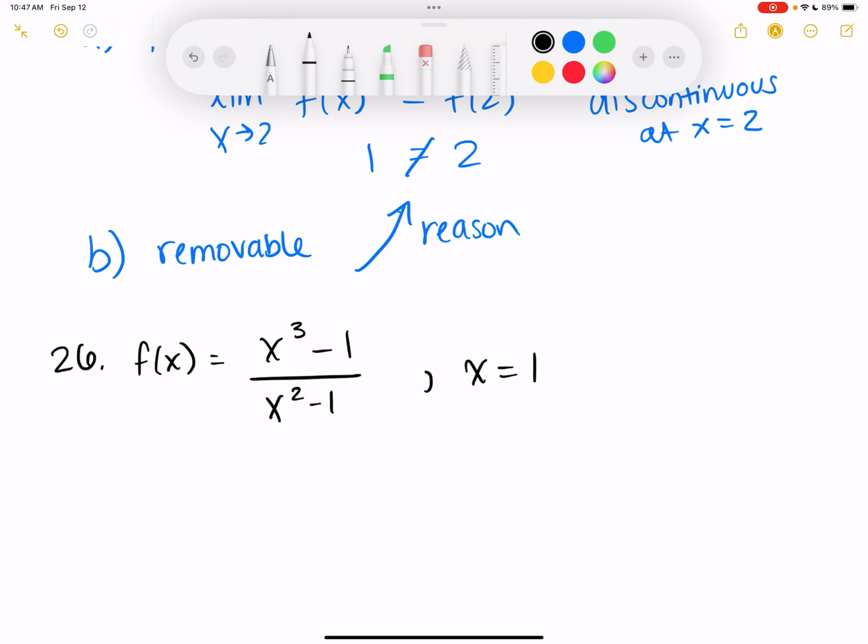So what I need to do is see if I can factor the top and bottom and cancel something to rewrite my equation. So, do you remember the factoring for a cube?